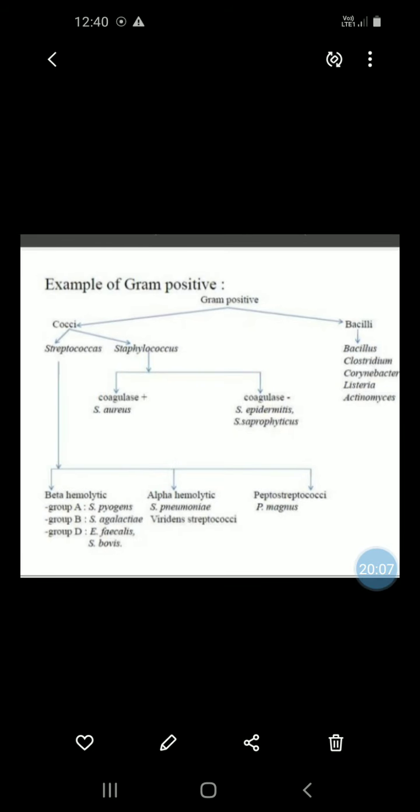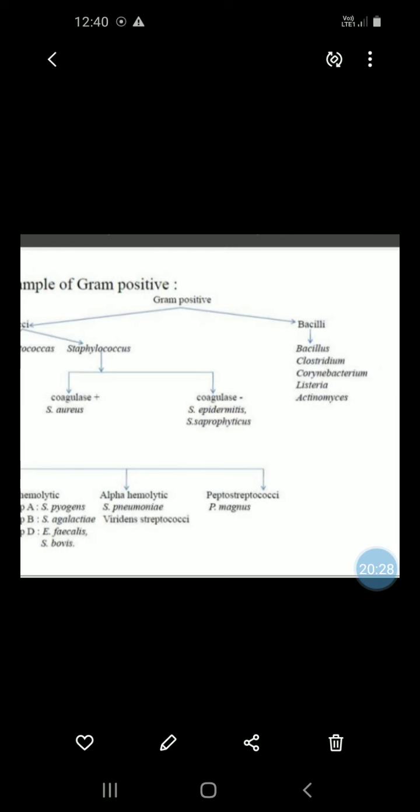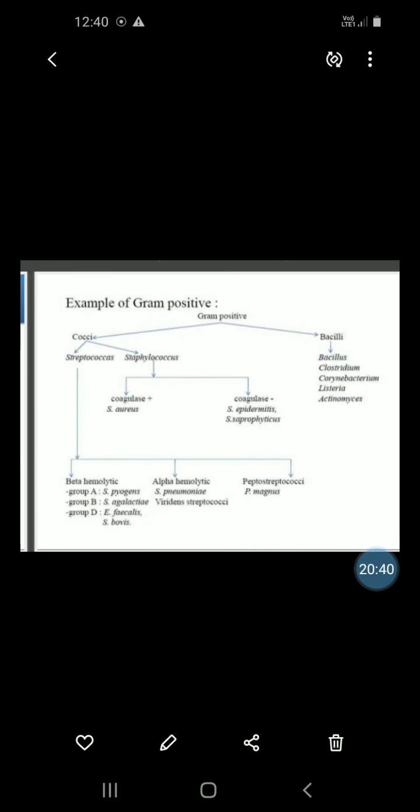Then in Staphylococcus, here we can see the flow chart of examples of gram-positive bacteria. Coagulase plus Staphylococcus aureus, and here coagulase minus Staphylococcus epidermidis and Staphylococcus saprophyticus. Then bacilli: Bacillus, Clostridium, Corynebacterium, Listeria and Actinomyces.